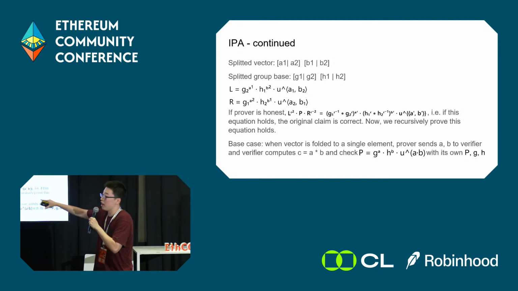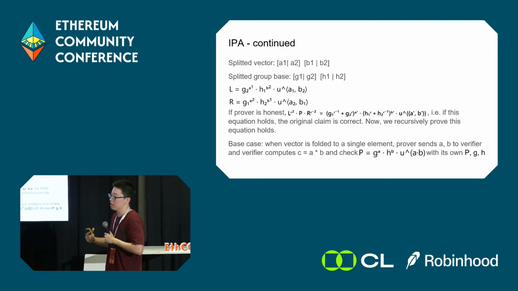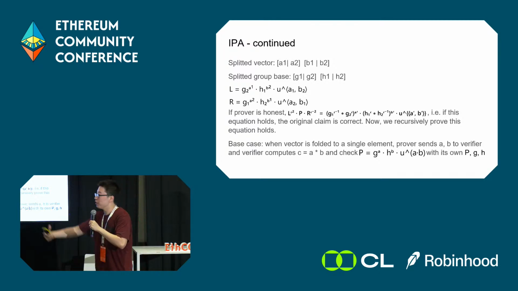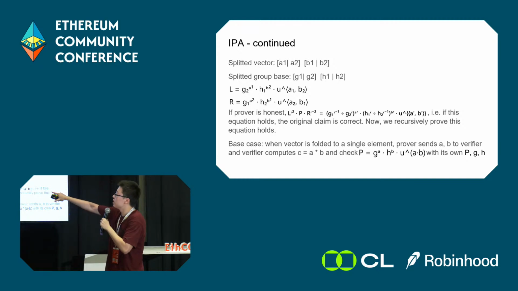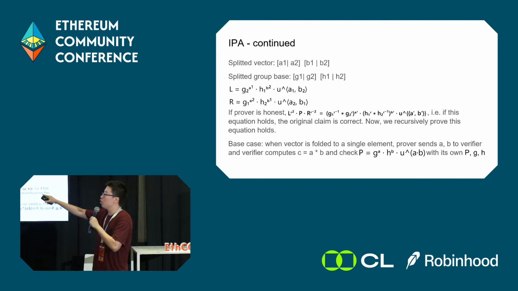But this L and R is computed by the prover, because we want something that only if the prover knows the dot product of these two vectors, it can compute. So we give it some very hard problem. If it doesn't know, then it cannot compute.